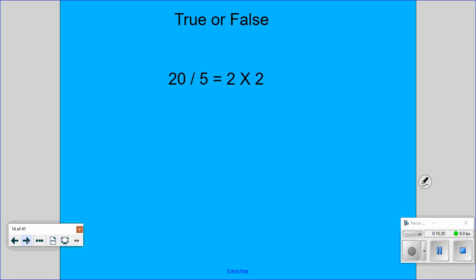20 divided by 5 equals 2 times 2. All right, let's look at probably the easier side first. What's the value of 2 times 2? What does that equal to? Layden? 4.